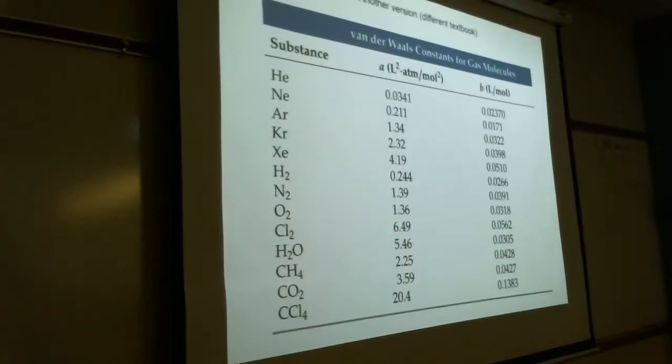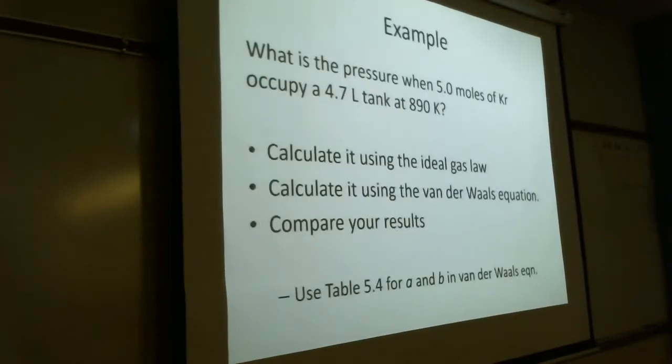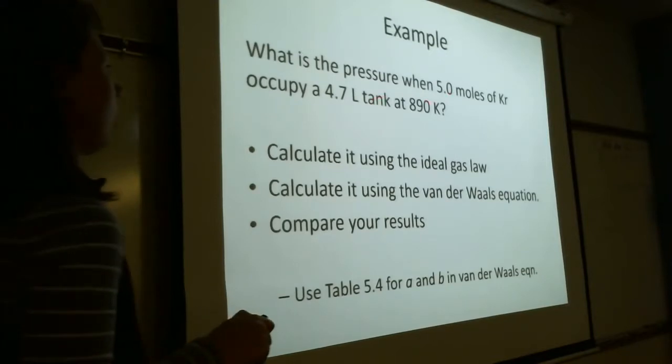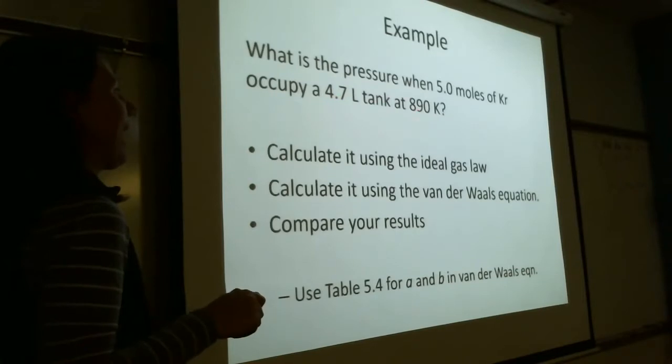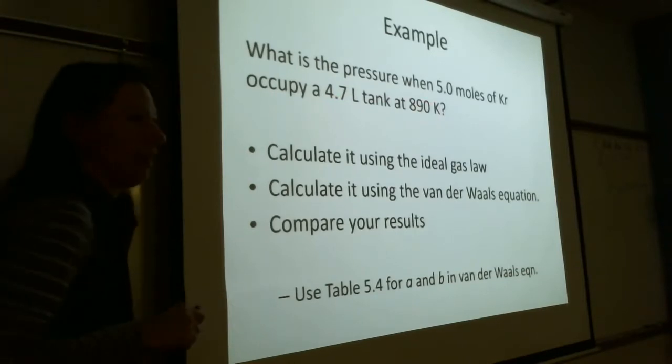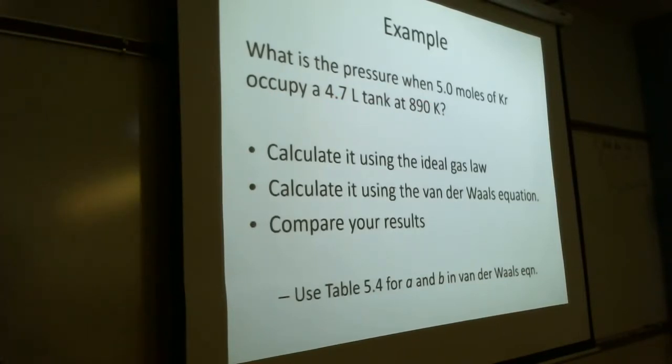So this is the version I gave you, van der Waals constants. I would obviously have to give you this. I'm not going to make you memorize van der Waals constants. That's just insane. So let's look at this two different ways. What is the pressure when 5 moles of krypton is in a 4.7 liter tank at 890 Kelvin? Would we consider that an extreme temperature? Yes, that's a really high temperature.